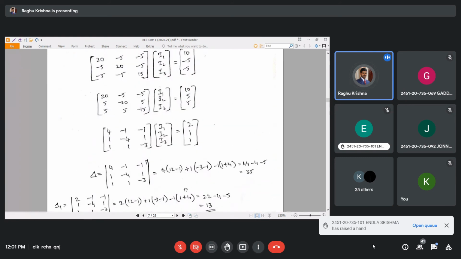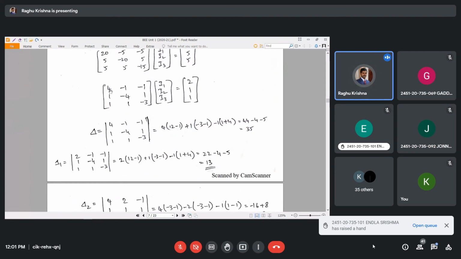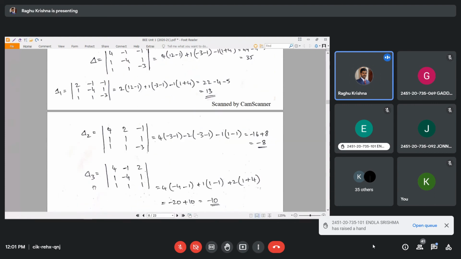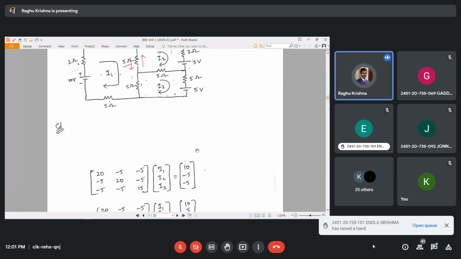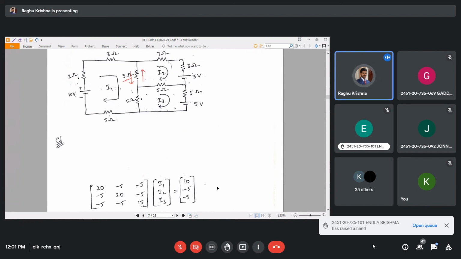So this is Cramer's method. So find delta. Next, delta 1 can be obtained by replacing the first column with 2, 1, 1, and finding the determinant. You are going to get delta 1. Similarly, delta 2, replace the second column with 2, 1, 1, and find the determinant, that is delta 2. Delta 3, by replacing the third column. So I1 is equal to delta 1 by delta. You are going to get these values. This Cramer's method they have not mentioned in the syllabus, but you can do this method also.